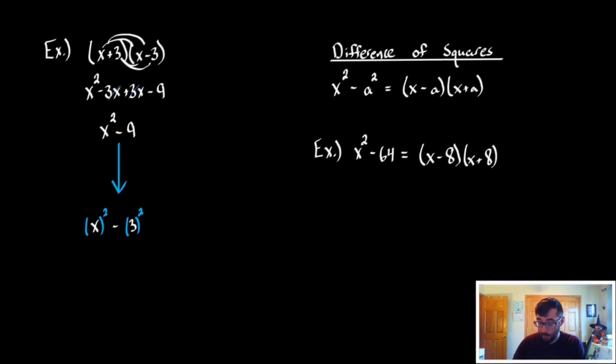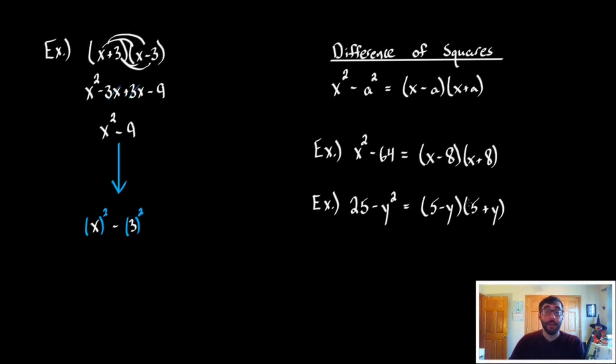Another one would be something like this, 25 minus y squared. Well, 25 is a perfect square, right? The square root of 25 is 5. And y squared is a perfect square. It's literally squared, right? So the square root of y squared would just be y. We are subtracting, so once again, this is a difference of squares problem. So I take the square root of 25, which is 5. Notice that is the first term in each binomial. I would take the square root of y squared, which is y, which is the second term in each binomial. And I'm just going to have one binomial be addition and one binomial be subtraction.